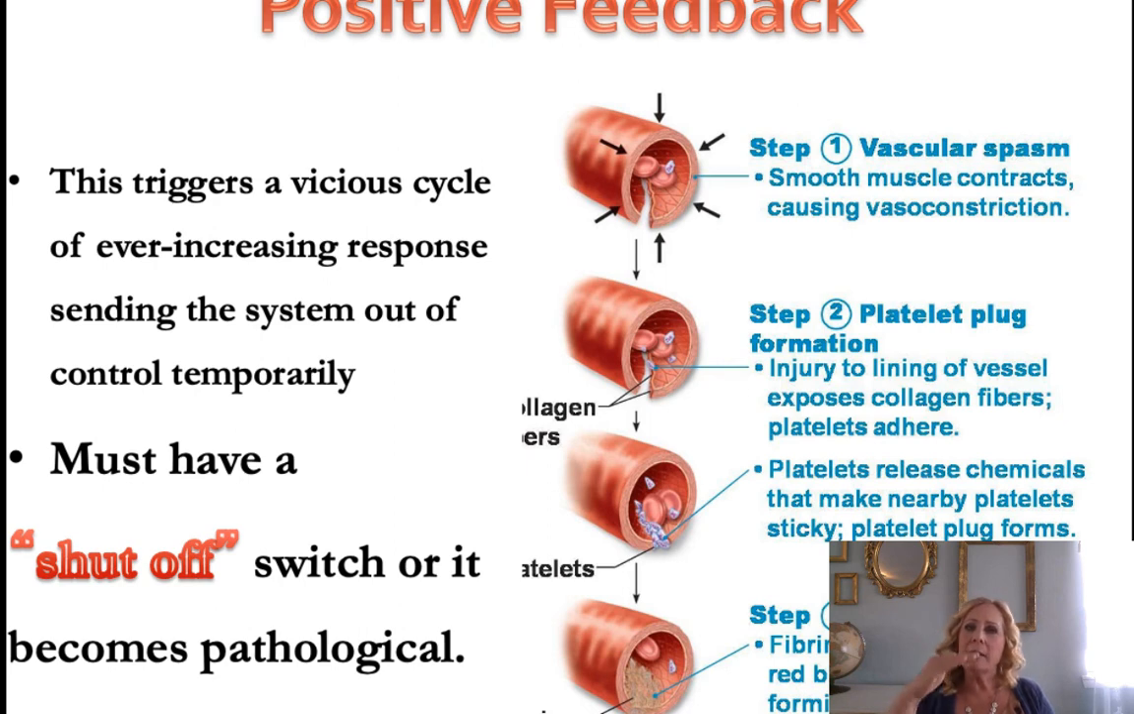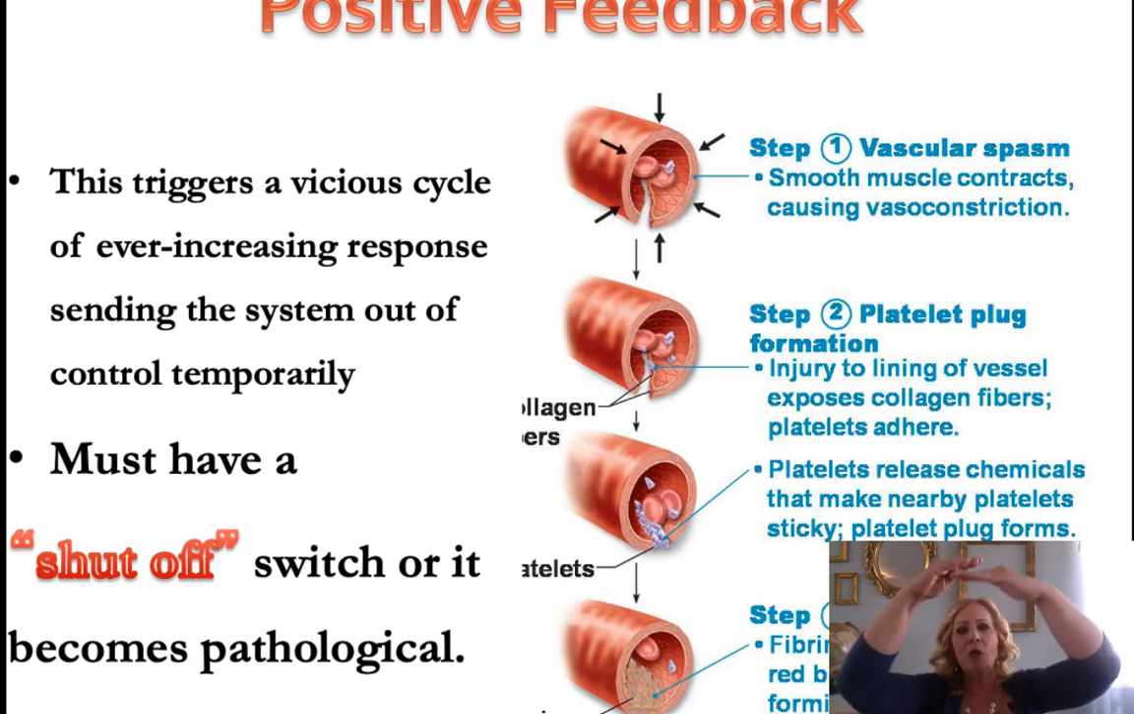So the fact that some platelets came in and stuck, and then they secreted a chemical that attracted more platelets, and those secreted a chemical that attracted more platelets, and you get the idea. That's why we call it a positive feedback, because A stimulated B, B stimulated A again, and that stimulated B, which stimulated A again, and it just keeps going up and up and up.